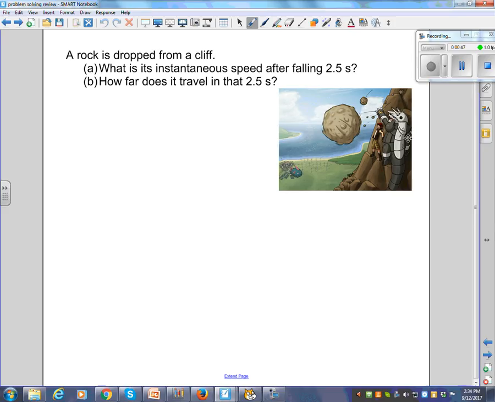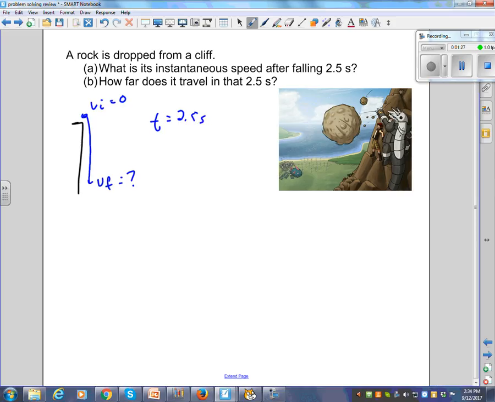All right, so I had a few people ask me yesterday, what is this instantaneous speed after falling 2.5 seconds? Well, what I mean is this: the rock is dropped, and after 2.5 seconds, what is its v-inst? What is its speed at that second? Really, we're talking about the final velocity after 2.5 seconds. We're solving for the vf. What is the initial velocity? It's 0, because it's dropped. And the time is 2.5 seconds.